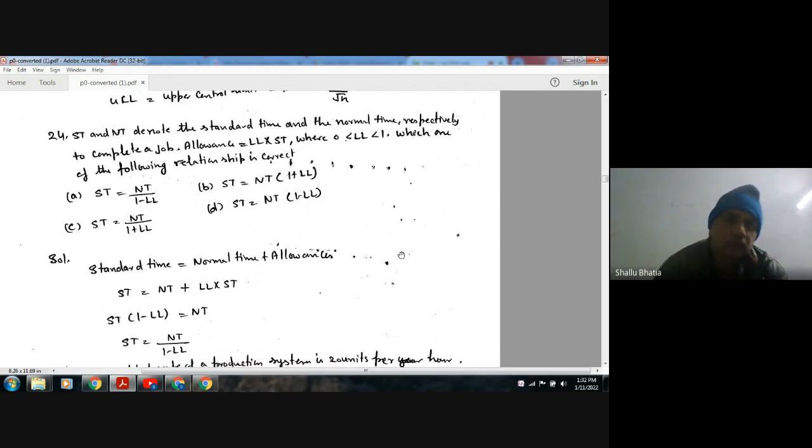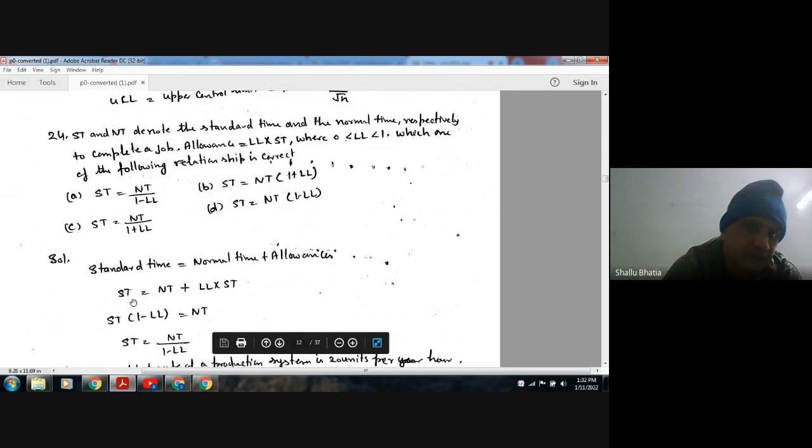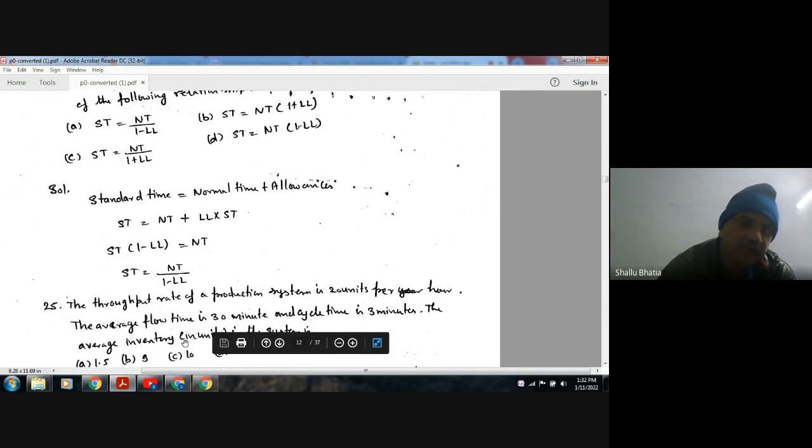Okay. So the standard time is the normal time plus allowance time. The normal time is written as NT, and allowances are LL into ST. Taking this term over, we can get ST equal to NT by 1 minus LL. So that is the answer.